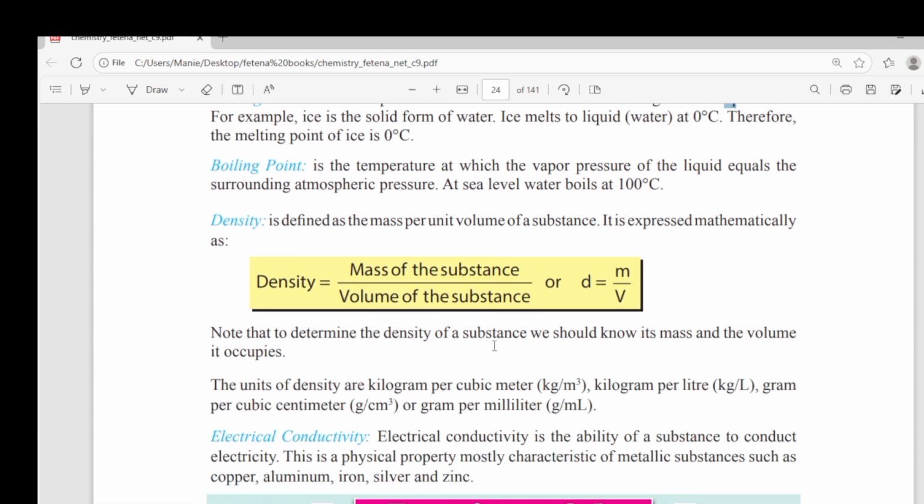Note that to determine the density of a substance we should know its mass and the volume it occupies.